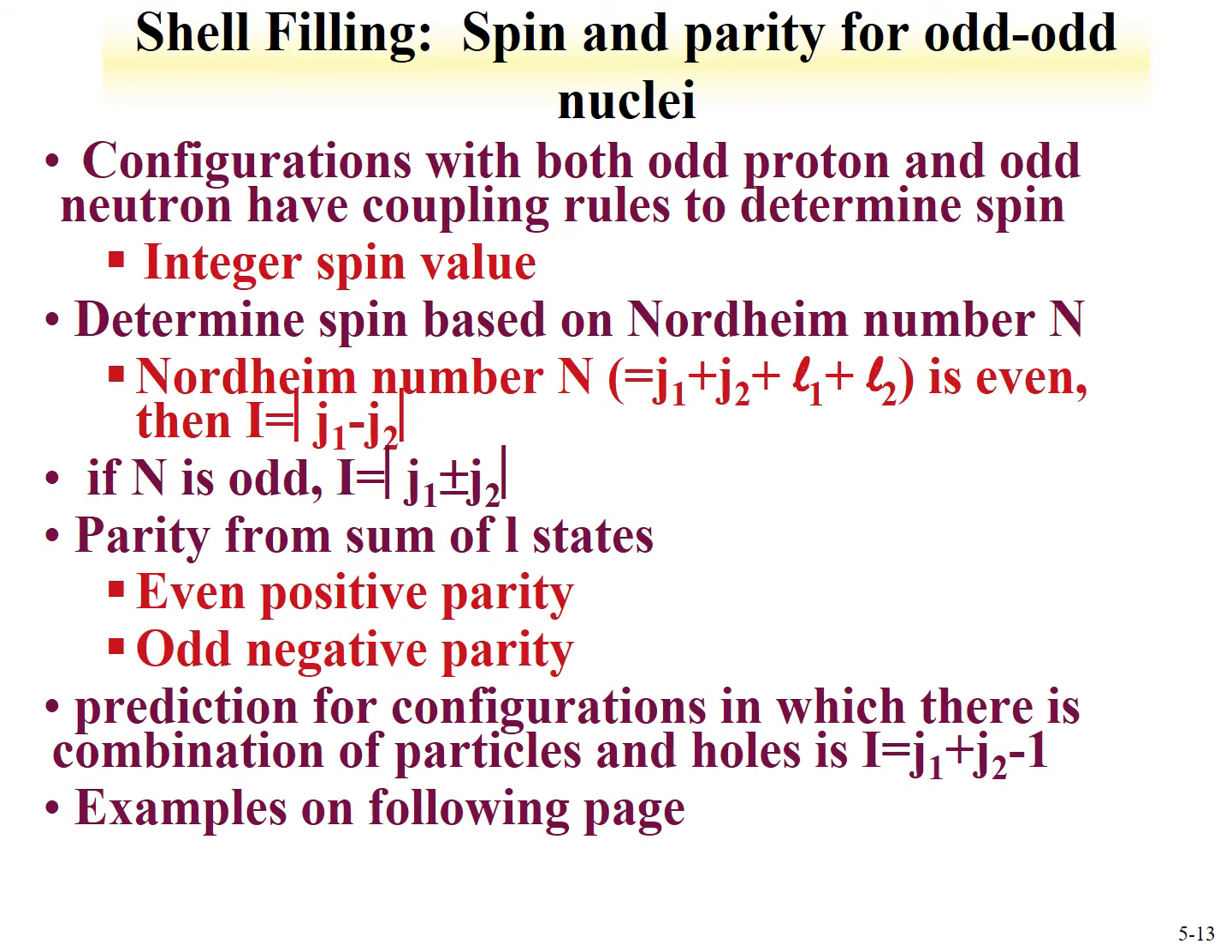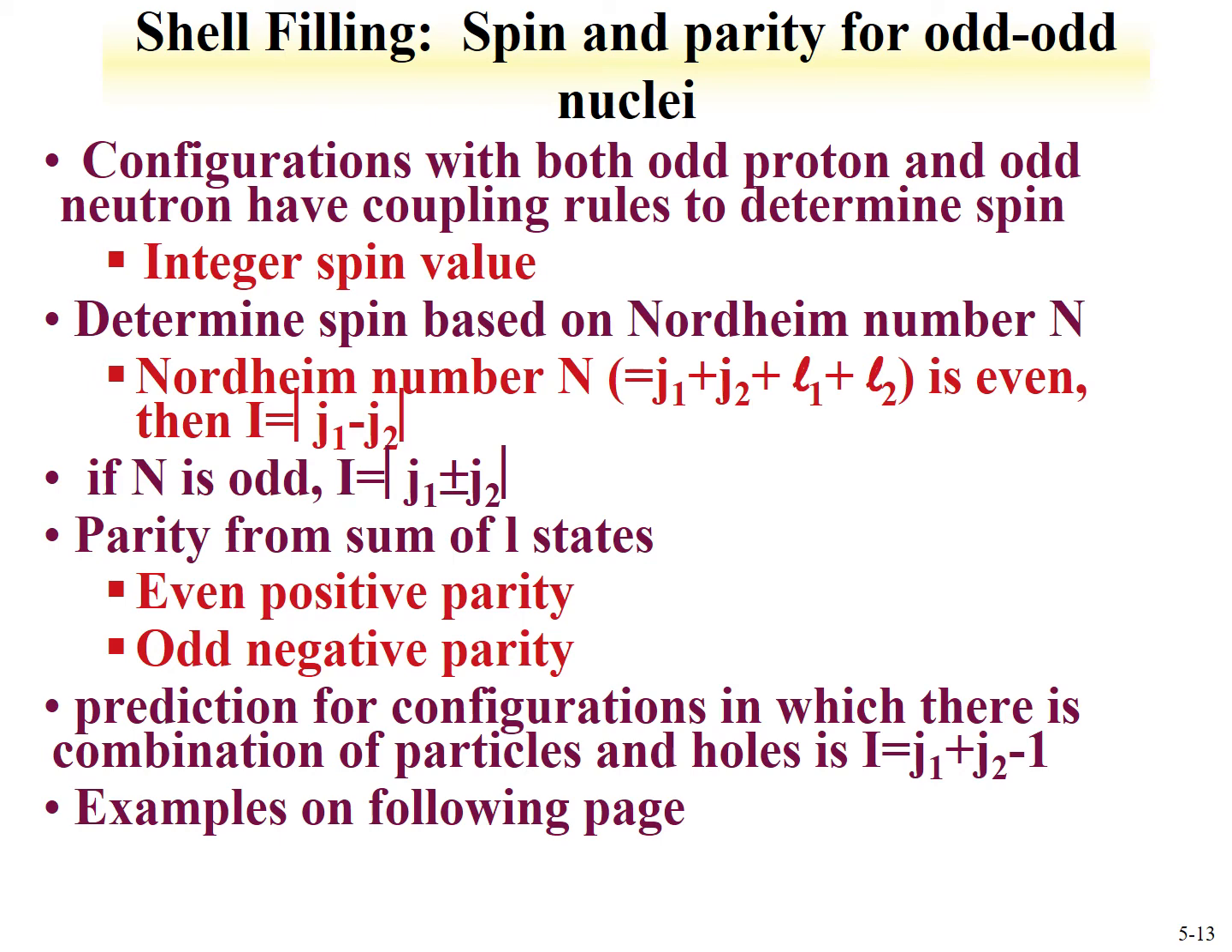We've shown examples of determining the spin and parity for nuclei with one unpaired nucleon. We didn't go over even nuclei because those are 0 plus for the ground state. Now, if we have an odd number of protons and an odd number of neutrons, the spin and parity of the nucleus is determined by the coupling of each unpaired nucleon.